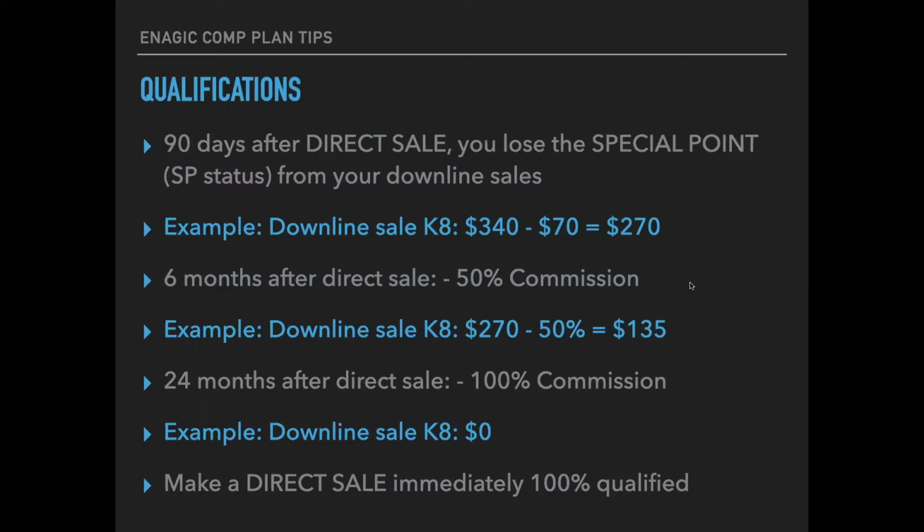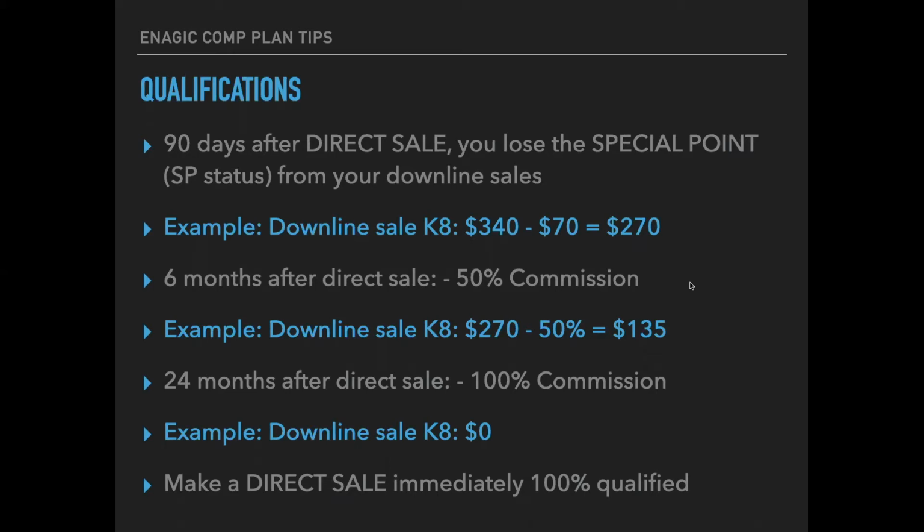So in this example, if you've got someone in your downline who's making a sale every month, they're making a K8, when you sold them the system, you made full points. They start to now make sales in your downline. For the first 3 months, you're making $340. But because you don't make a direct sale in 90 days, on that 4th month, you lose the special point and you start to earn $270 from all of their sales.